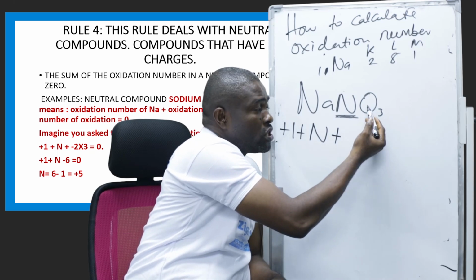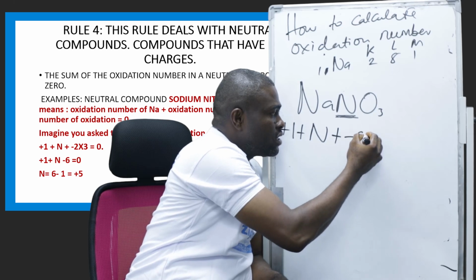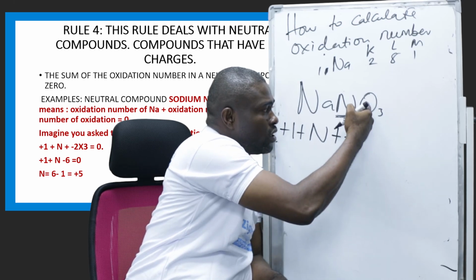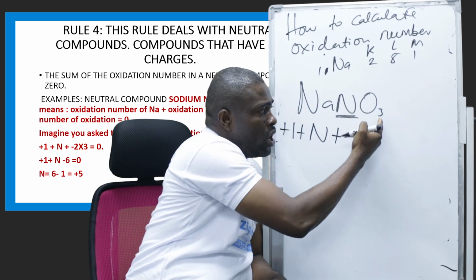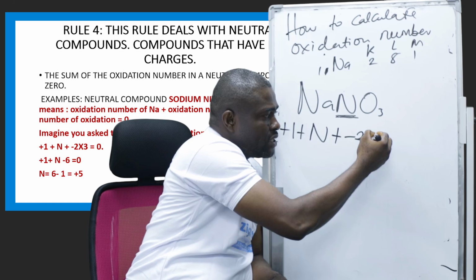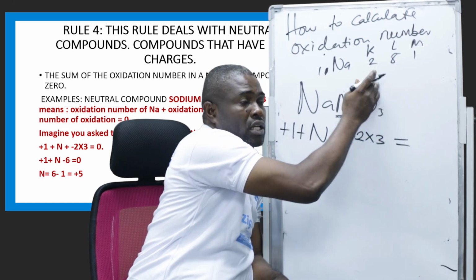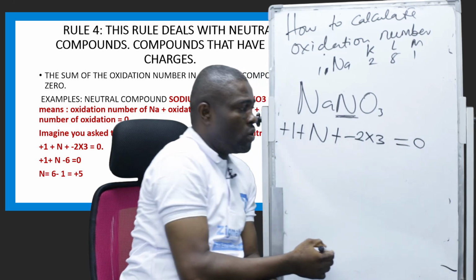How many electrons does oxygen gain? Oxygen gains 2. Gaining attracts negative, and this is the 2 it gains. But in the particular compound we are using, oxygen is how many here? 3. It's triatomic. So I'm going to multiply the 2 by 3. And we equate all of them. It does not carry any charge. So it's being equated to 0.